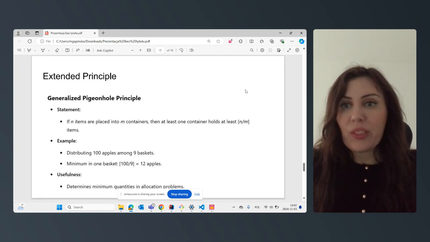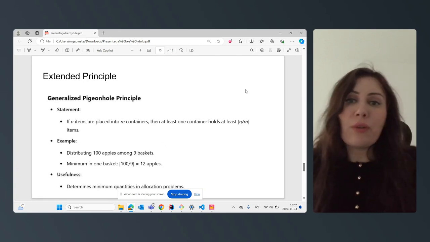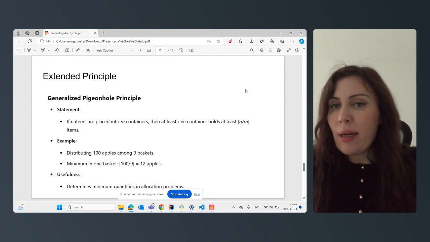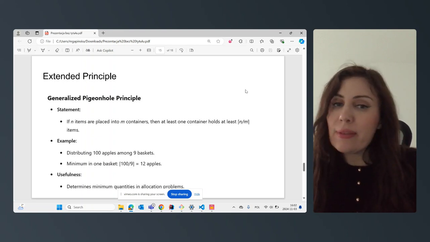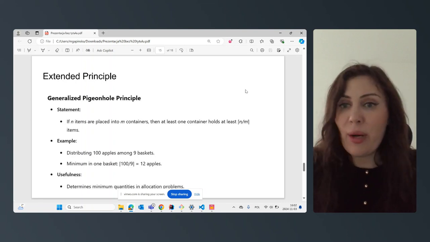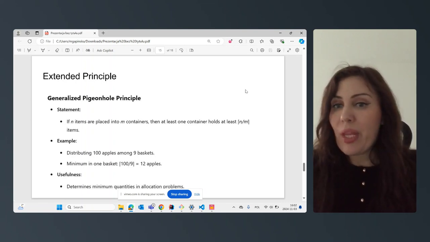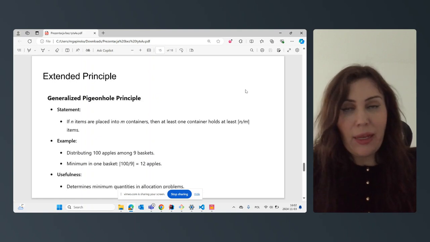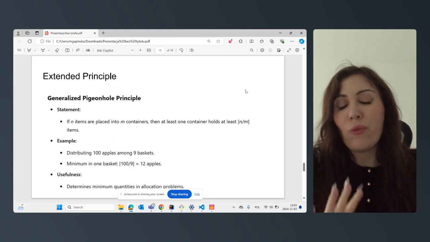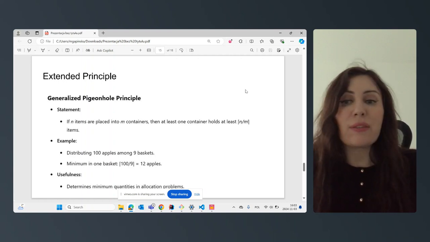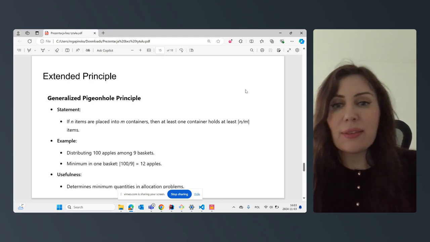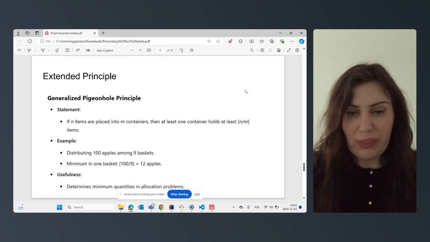Extended Principle. Generalized Pigeonhole Principle. The statement is, if n items are placed into m containers, then at least one container holds at least the ceiling of n divided by m items. An example: distributing 100 apples among 9 baskets, the minimum in 1 basket is the ceiling of 100 divided by 9, which is 12 apples. Usefulness: determines minimum quantities in allocation problems.